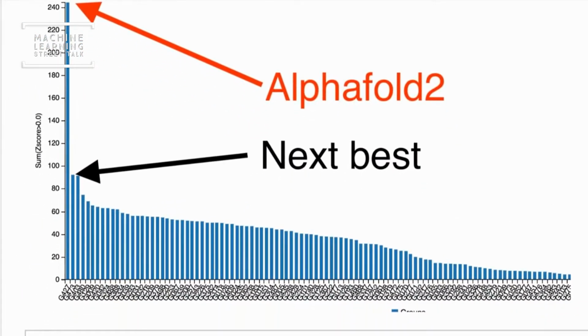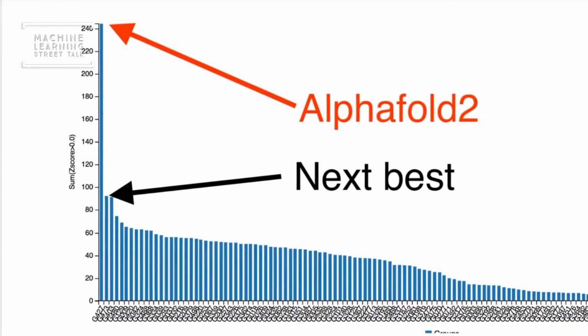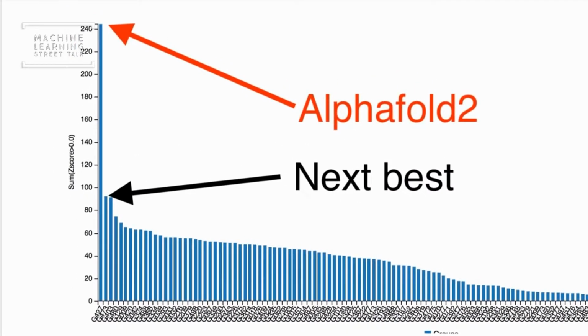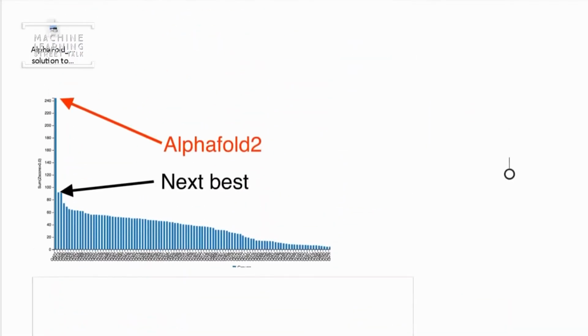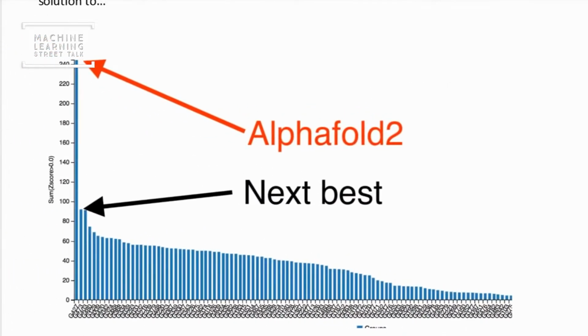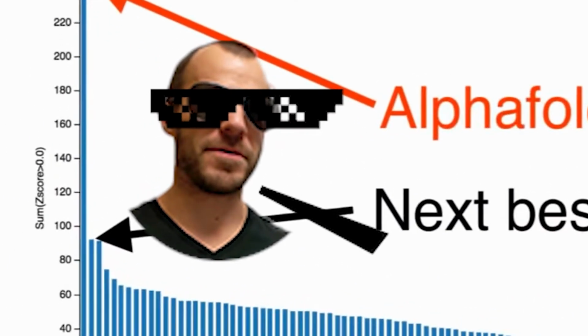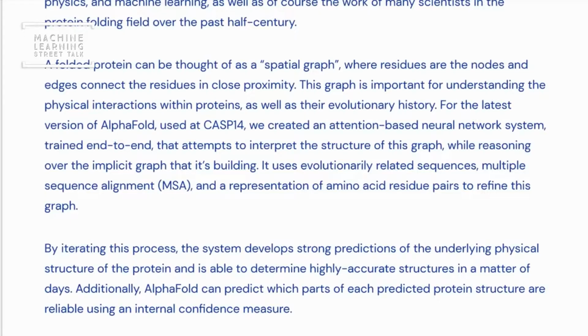Namely, every entry here you see is a team participating in that competition of protein folding prediction, and there is one team, DeepMind's system AlphaFold 2, which completely dominates all the others, to the point where the problem is now considered to be solved. By the way, if this is not a great meme template, I don't know what is. Just saying. They say a folded protein can be thought of as a spatial graph.